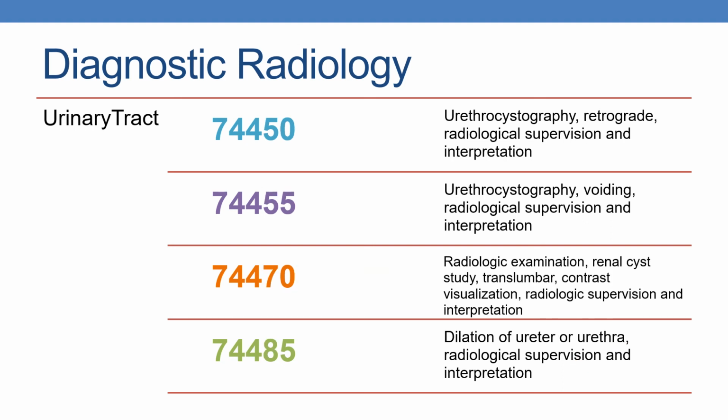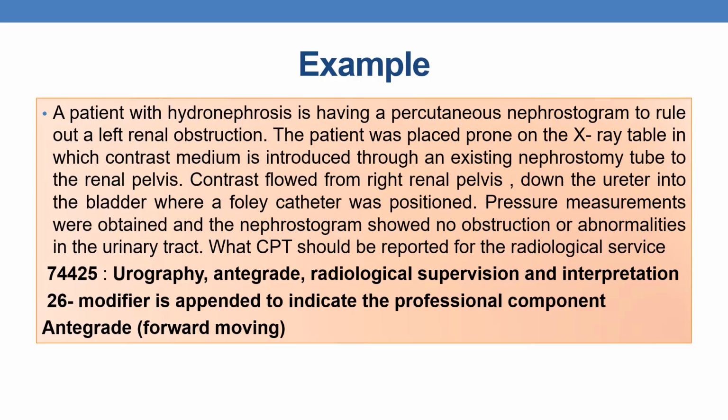The next CPT is 74450, urethrocystography, retrograde, radiological supervision and interpretation. The next is 74455, urethrocystography, voiding, radiological supervision and interpretation. The next is 74470, radiological examination, renal cyst study, translumbar, contrast visualization, radiological supervision and interpretation. The next is 74485, dilation of ureter or urethra, radiological supervision and interpretation.